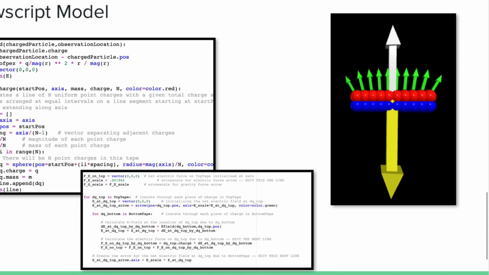Then we created arrows to represent each of these forces, the white arrow being the force of the electric field, the yellow arrow being the force of gravity, and seeing that there's no acceleration, these two forces cancel out. The green arrows are the electric field from each point, and we sum these values up to get the value of the line charge.